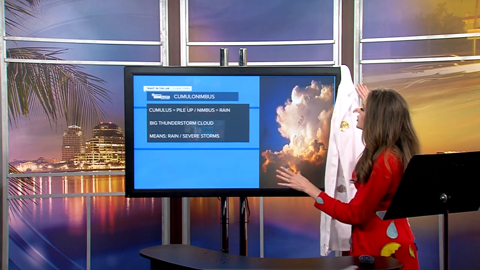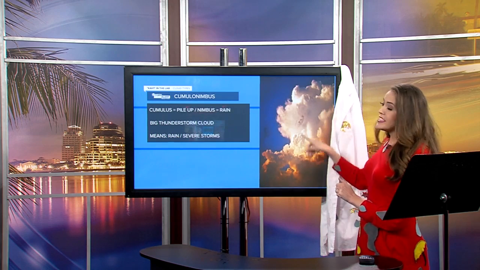This is a cumulonimbus cloud. And so you think cumulus, what does cumulus mean? Pile up. Nimbus means rain. You put that together, it's a pile-up rain cloud. So that's pretty much what it is. And these are our big thunderstorm clouds. It means that rain and potentially even severe weather is on the way.